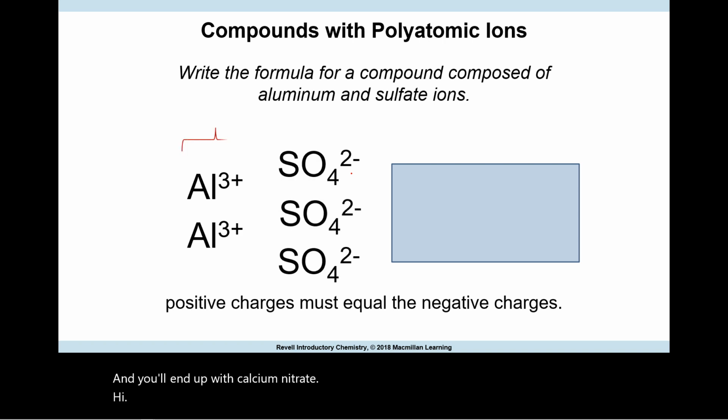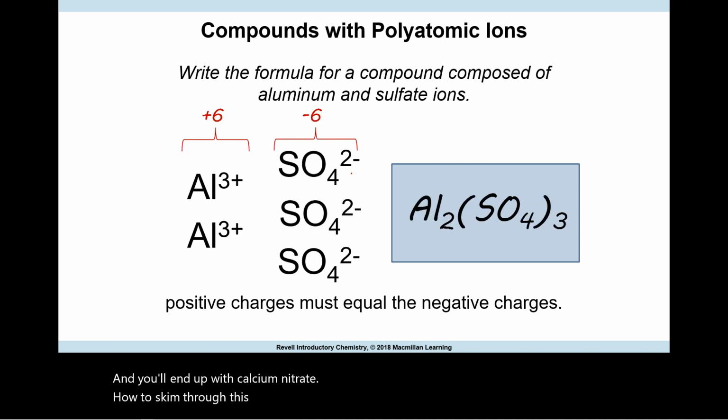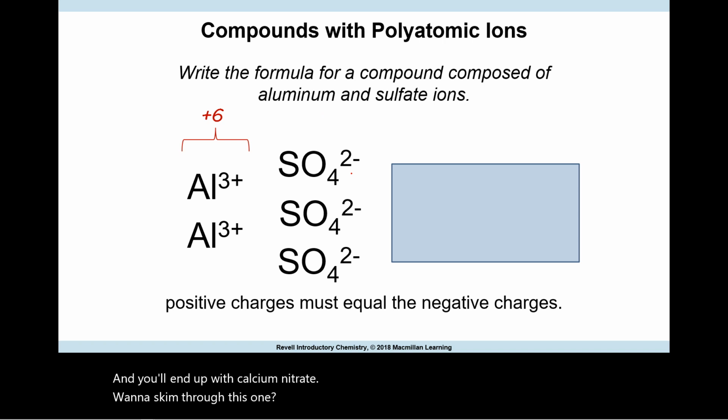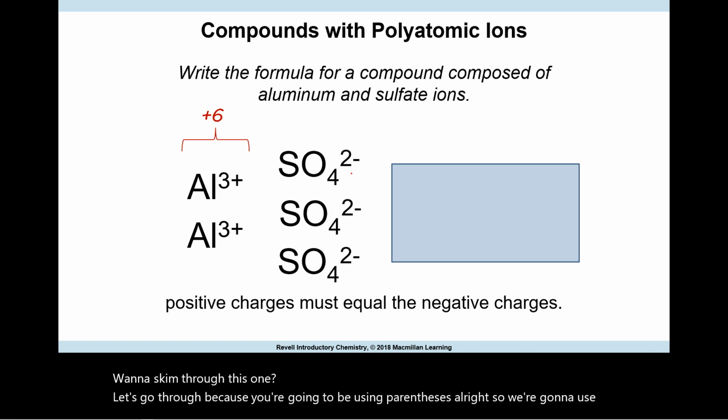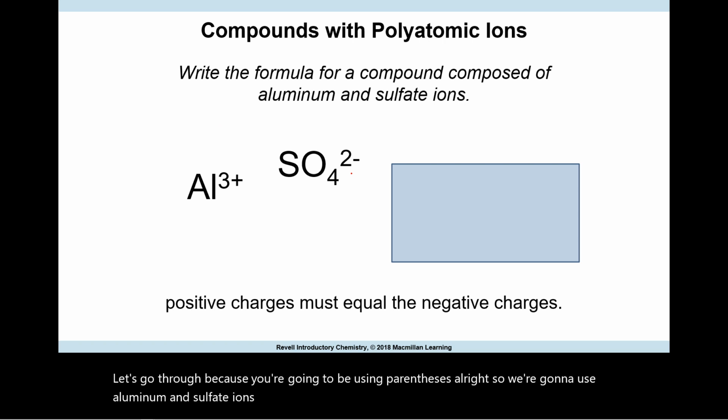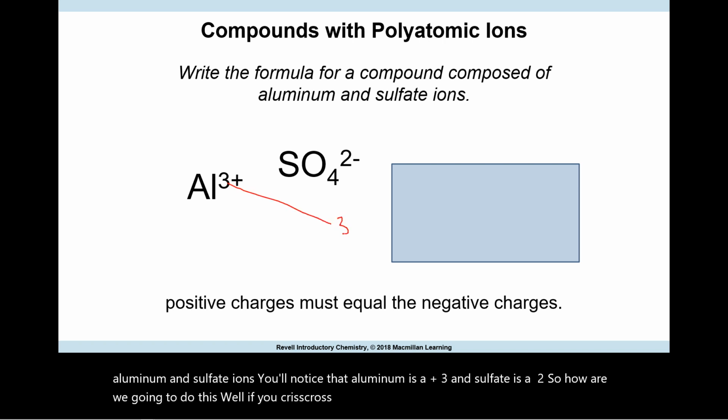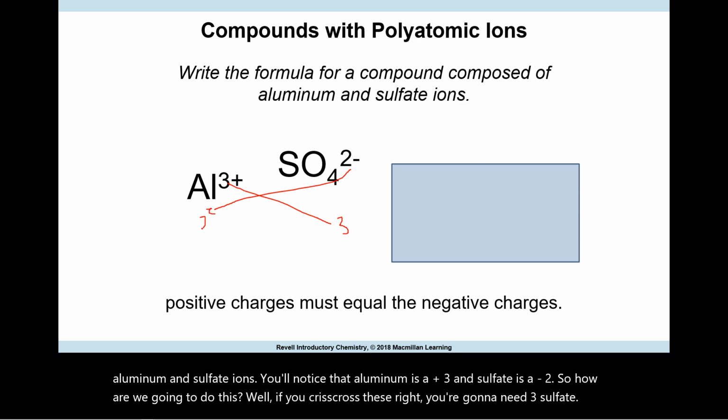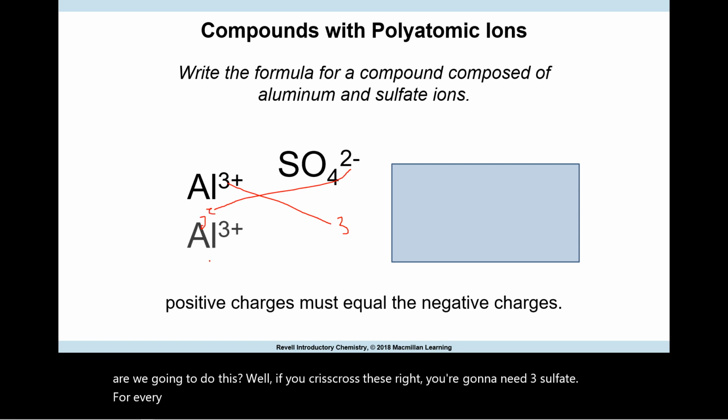I'm going to skim through this one. Actually, no, let's go through it because you're going to be using the parentheses. All right, so we're going to use aluminum and sulfate ions. You'll notice that aluminum's a +3 and sulfate is a -2. So how are we going to do this? Well, if you crisscross these, right, you're going to need 3 sulfates for every 2 aluminums.